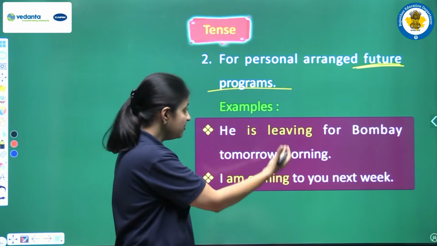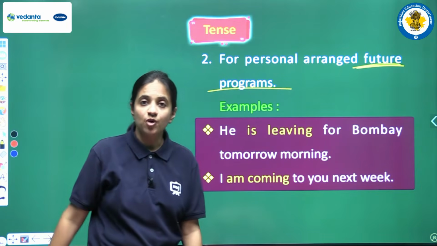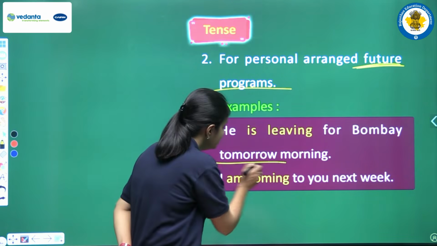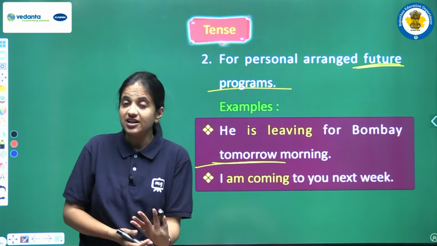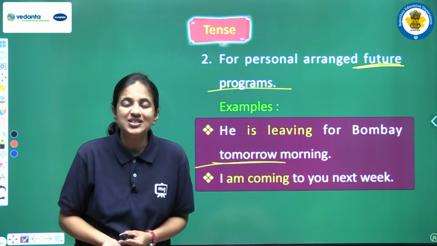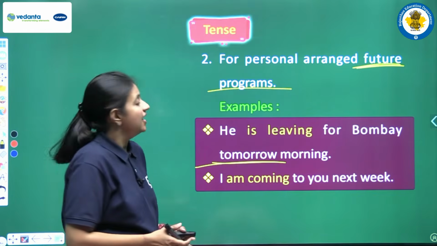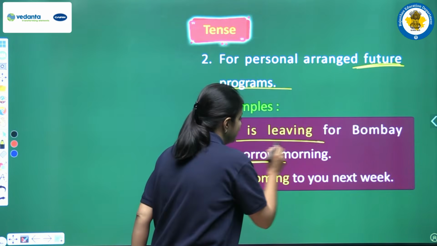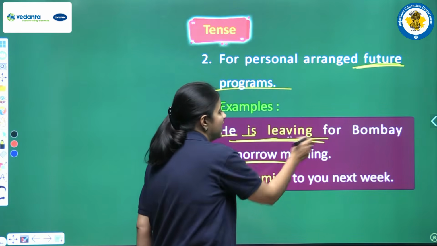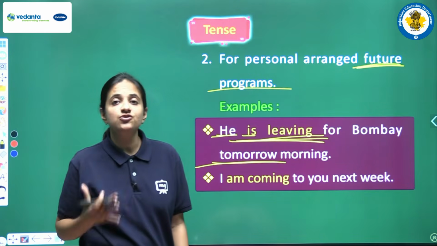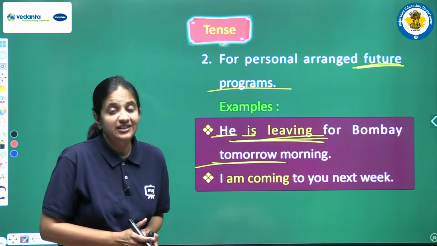He is leaving for Bombay tomorrow morning. So we are having one word here, tomorrow, and this word shows that we are talking about the future time, but still we are using present continuous tense here, and we are writing is leaving. We are using is because our subject is singular, and we are adding ing in the first form. Okay, so this is a little bit tricky.